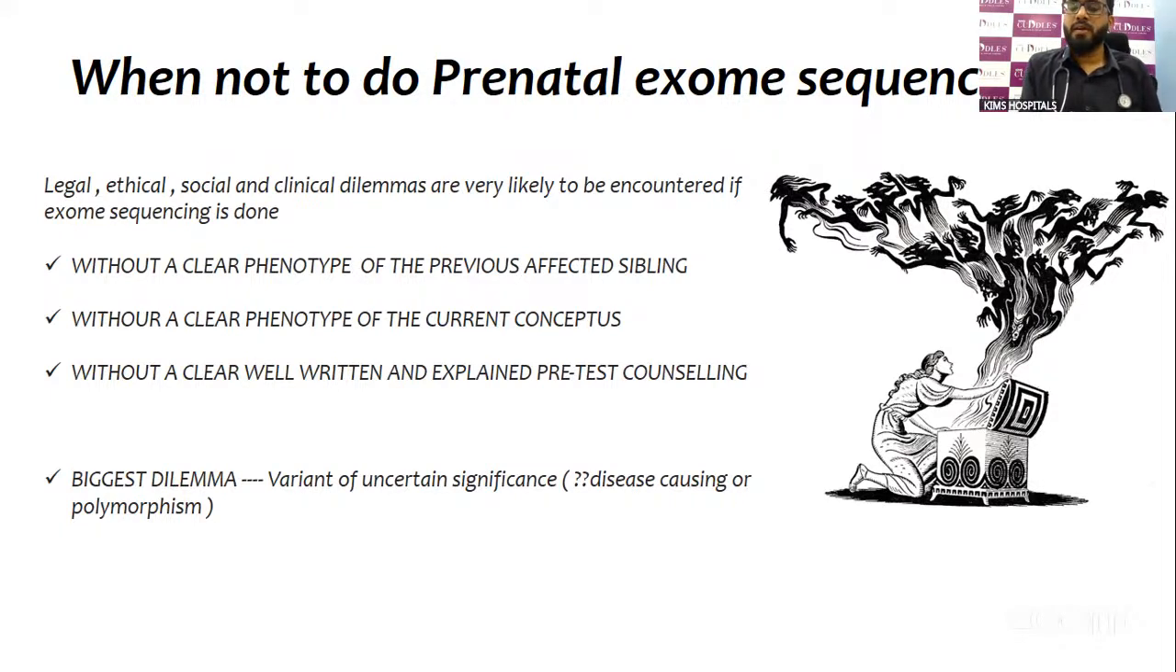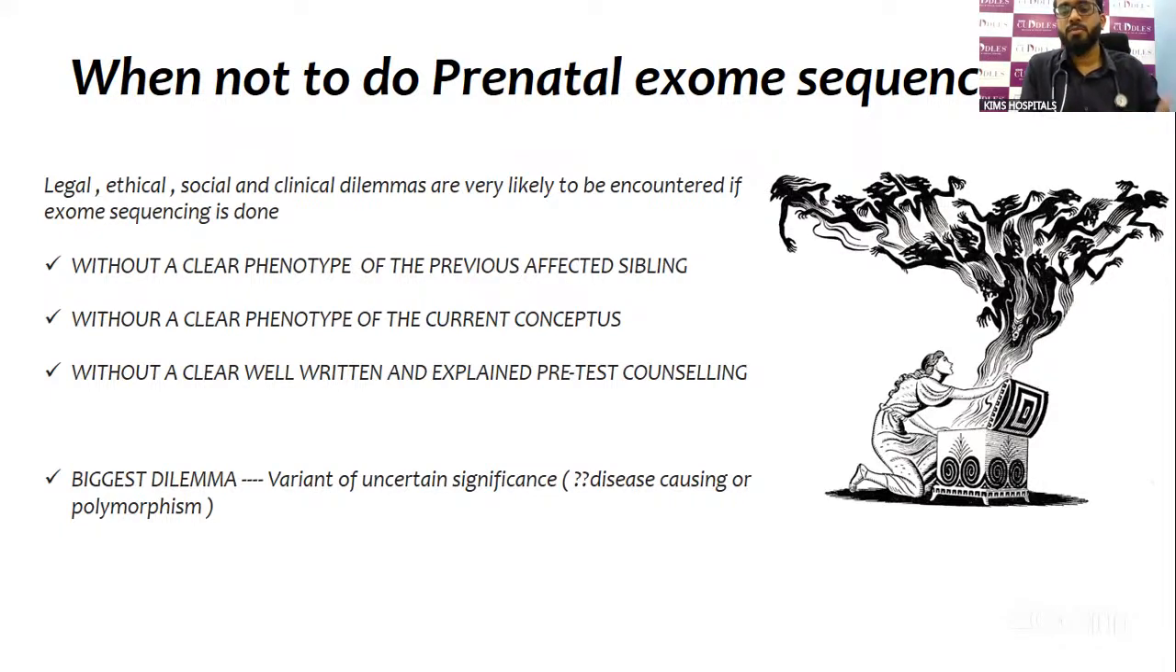And also, not without a clear, well-written and explained pretest counseling. So this is extremely important. For example, you find an anomaly and you directly advise the test without discussing this with the parents, but the outcome of this would either mean termination or continuing the pregnancy. That is also not guaranteed. So it's always better to have a clearly well-written pretest counseling.